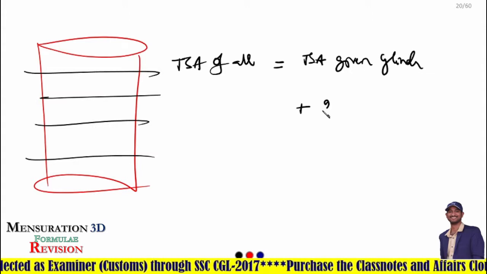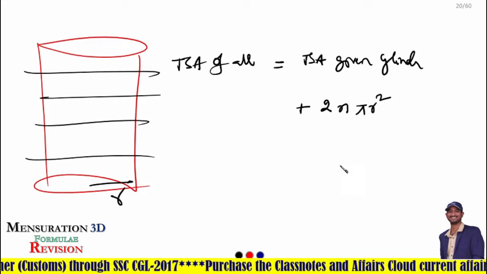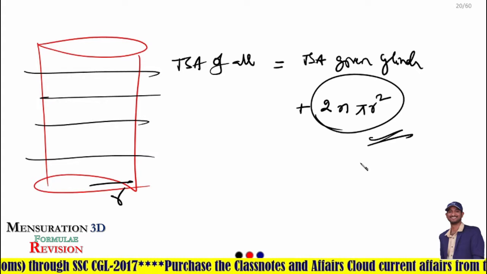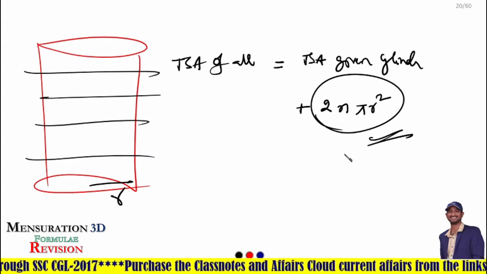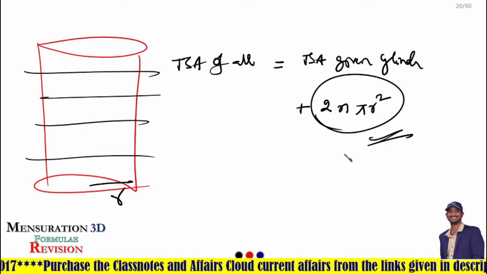plus 2n pi r square, where r is the radius of the cylinder. This is the extra surface area you are getting when the cylinder is cut horizontally. Is it clear?